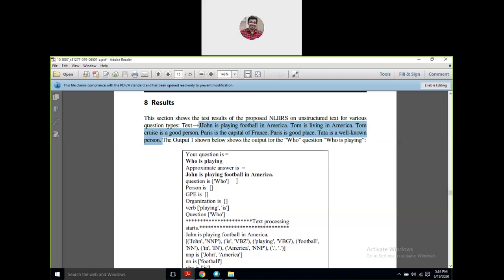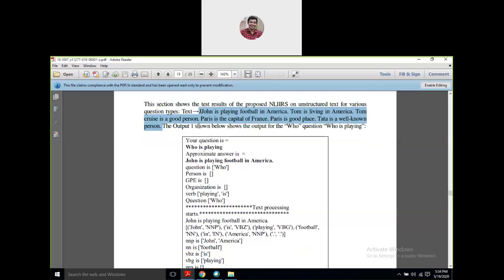So these are some of the ways by which we can handle the things, right? So from this text, one can ask a question like, who's playing, right? Who's playing? So there will be a set of approximate answers. All these processes are not so easy. They are taken care of by the set of algorithms that you might have seen a few minutes back. So John is playing football in America, right? This is your approximate answer. From here, we have chosen the question words who, WH.